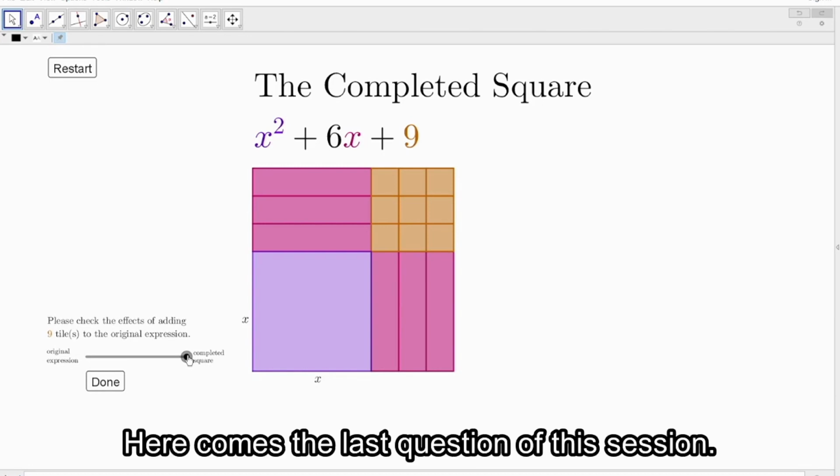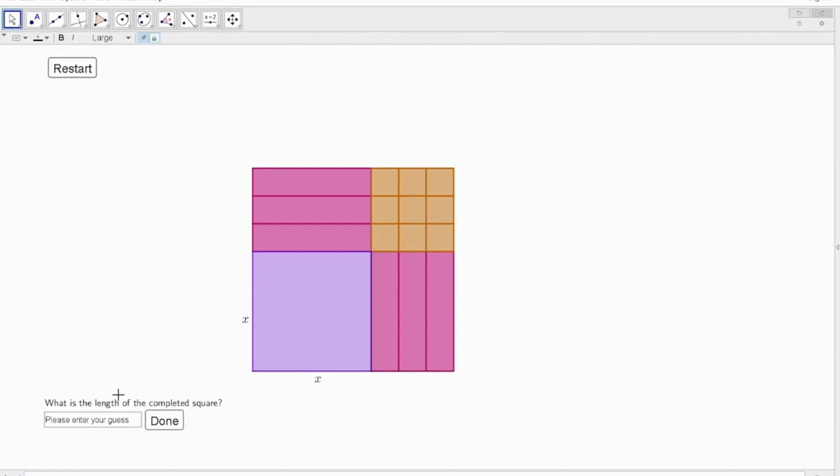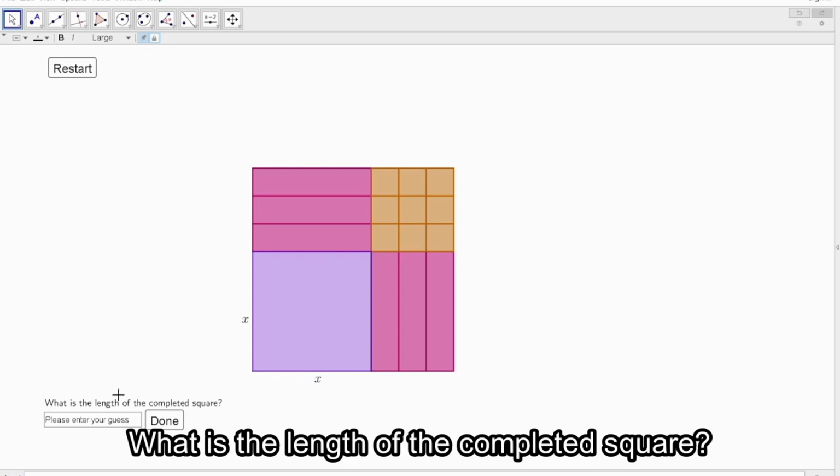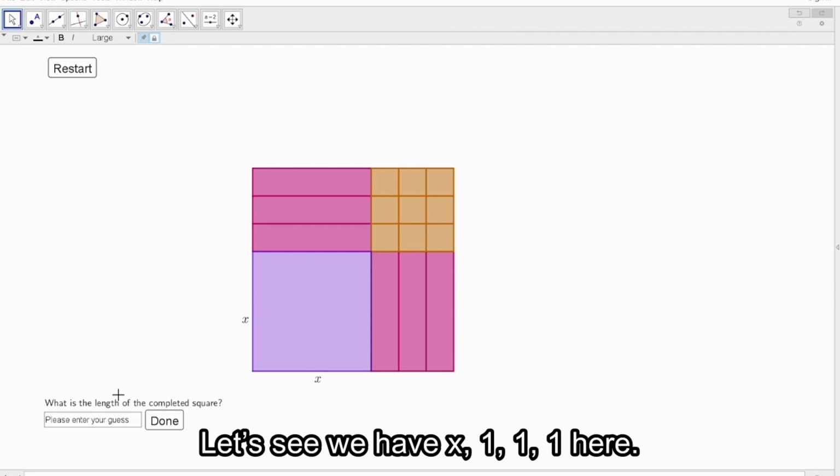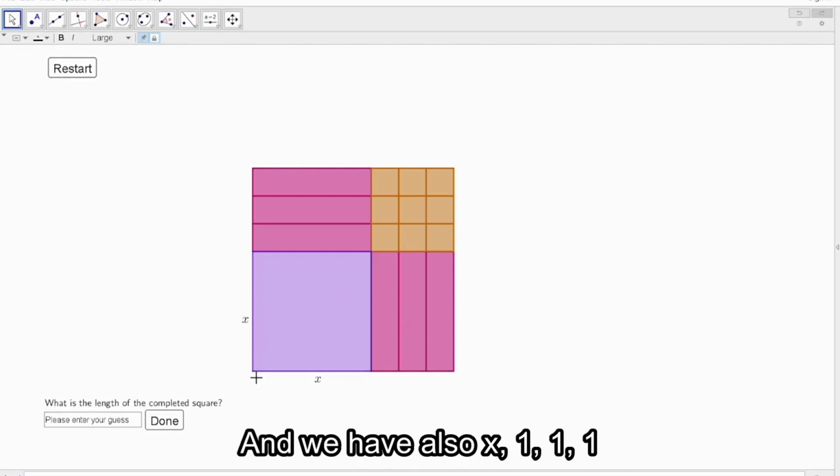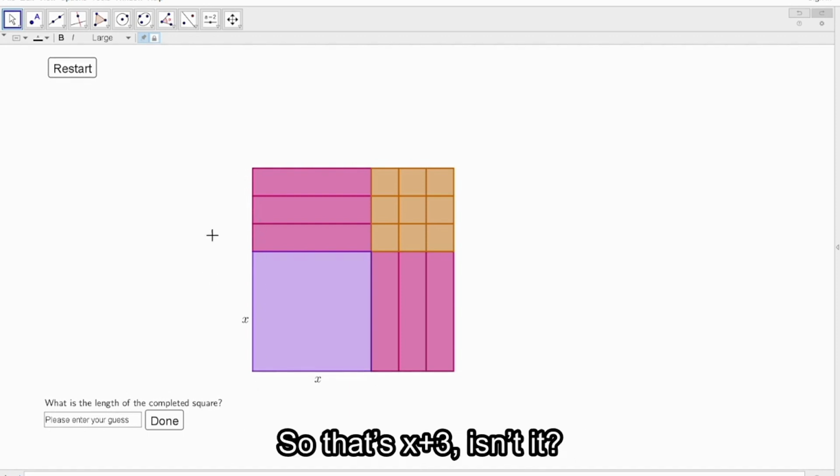Here comes the last question of this session. What is the length of the completed square? Let's see. We have x, 1, 1, 1 here. And we have also x, 1, 1, 1. So that is x plus 3, isn't it?